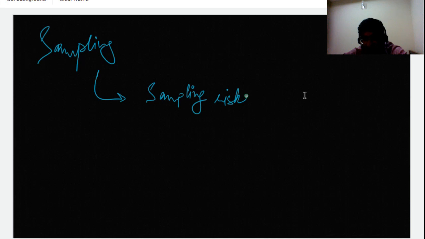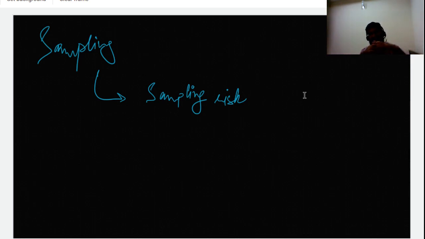Okay, so then the question arises, how can you choose a sample? Another thing with sampling is you have to define sample size. With sampling, there arises a risk called sampling risk. Sampling risk is that the result that you get from the sample is not the same as the result that you would have got had you tested the whole population.